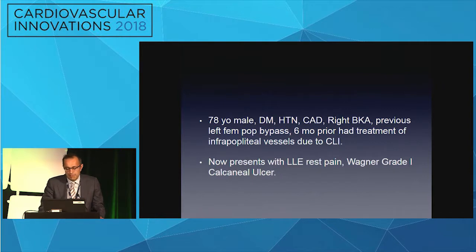So this is a patient who's 78, he has diabetes, hypertension, CAD, right BKA, a previous left fempop bypass that 6 months prior to arrival had treatment of his infrapopliteal vessels by myself due to CLI. It required antegrade access due to the tortuosity of his iliacs and his fempop bypass, and now he has recurrent left lower extremity rest pain and a grade 1 calcaneal ulcer.